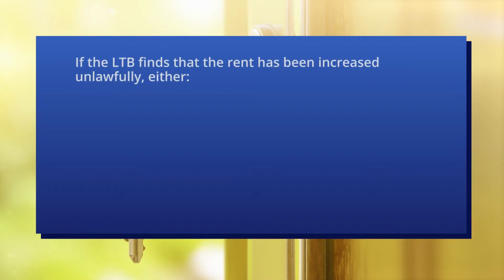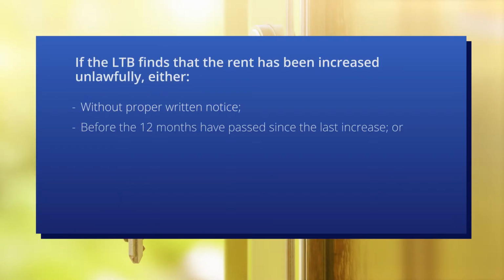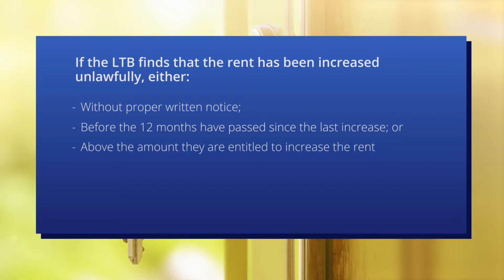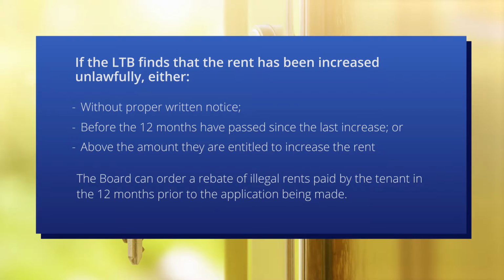If the tenant believes they have been charged an unlawful rent, they can apply to the Landlord and Tenant Board for a rebate. The tenant has 1 year to file this application with the LTB. If the LTB finds that the rent has been increased unlawfully, either without proper written notice, before the 12 months have passed since the last rent increase, or above the amount they are entitled to increase the rent, the landlord may be ordered to pay back the illegal rent collected and may be fined by the LTB. The jurisdiction of the Landlord and Tenant Board is $25,000.